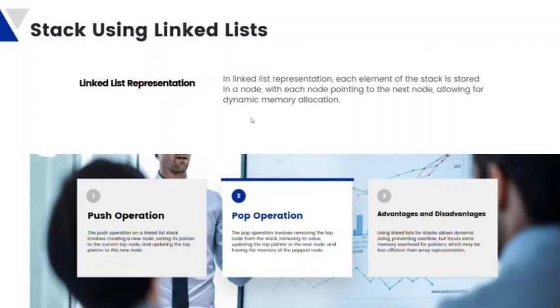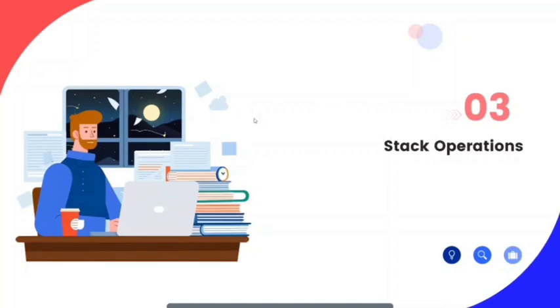Push operation, which is known as the inserting operation. The push operation in a linked list stack involves creating a new node, setting its pointer to the current top node, and updating the top pointer to this node. Pop operation or delete operation: the pop operation involves removing the top node from the stack. Advantages and disadvantages: using a linked list for stacks allows dynamic sizing and prevents overflow, but incurs extra memory overhead for the pointers, which may be less efficient than the array representation.